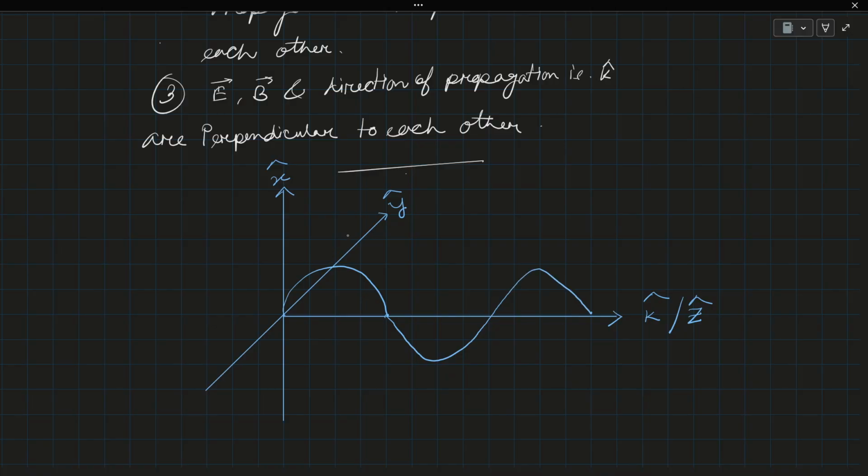And how will the magnetic field look? Again, the electric field is perpendicular to the direction of propagation, that is z, and the magnetic field is also perpendicular to the direction of propagation. And again, from the third property, E and B are also perpendicular. So since E is oscillating in the x direction, we can draw the magnetic field as oscillating in the y direction, right?